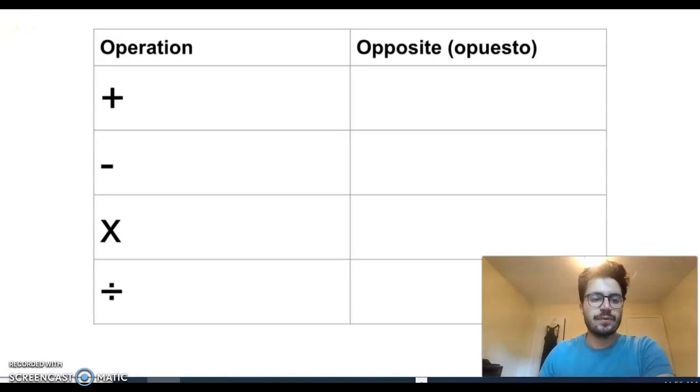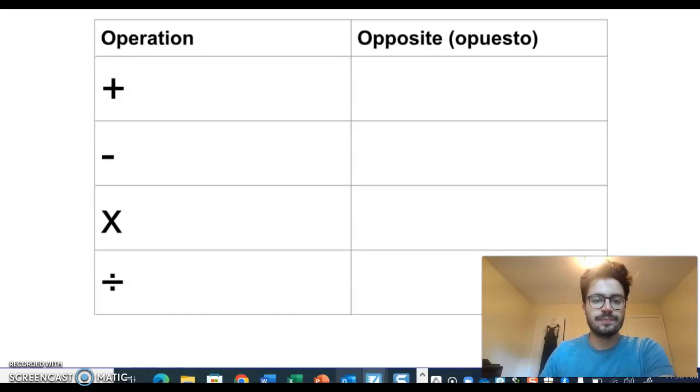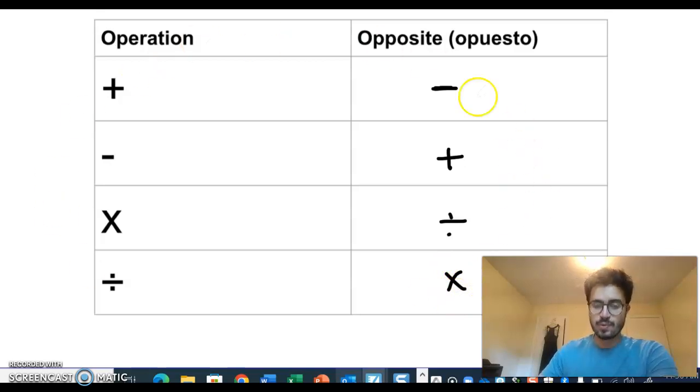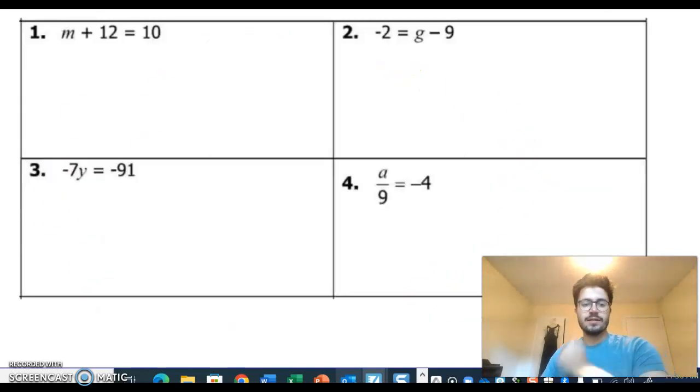So, for example, we have addition, subtraction, multiplication, and division. We need to know each one's opposite. The opposite of addition, to undo it, is subtraction. The opposite of subtraction is addition. To undo multiplication, we do division, and to undo division, we do multiplication. So these are going to be important as we solve. Let's look at an example here.